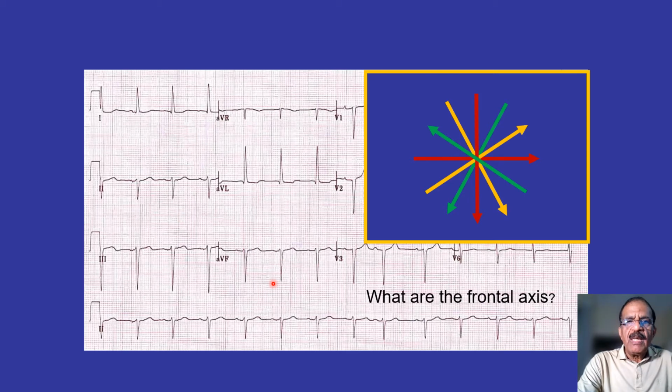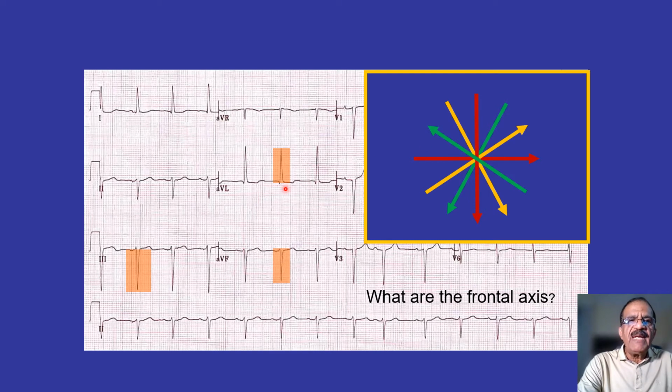So what are the frontal axes? This is the tallest, and axes are along limb lead 3 on the negative side. So I would place axis somewhere here. This is limb lead 3, and since it is downward, axes are somewhere here, minus 60.